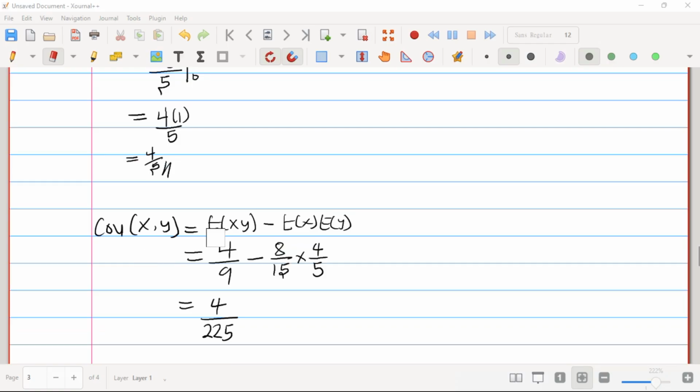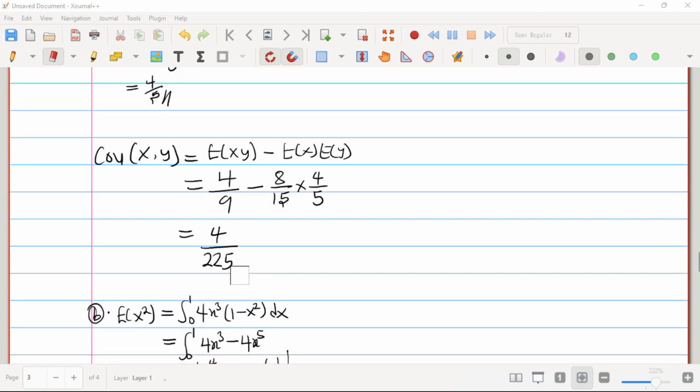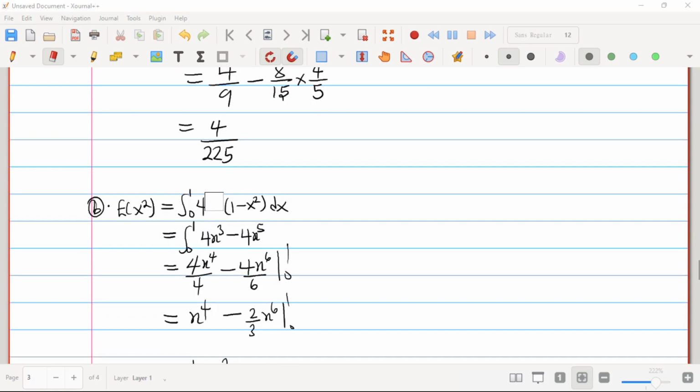So the covariance will be expectation of xy minus expectation of x times expectation of y. We are going to get 4 divided by 9 minus 8 divided by 15 times 4 divided by 5, to get 4 divided by 225. So this will be our covariance. Okay, so we are also to calculate for what?